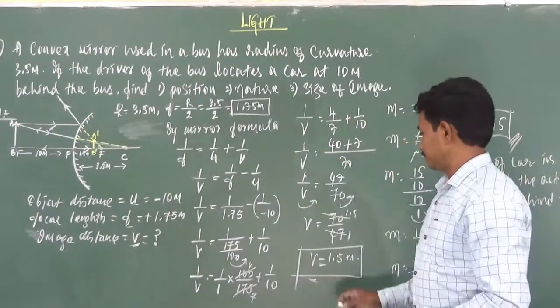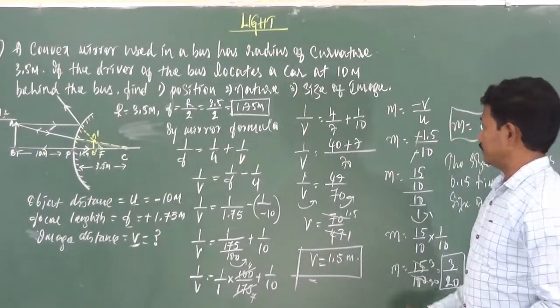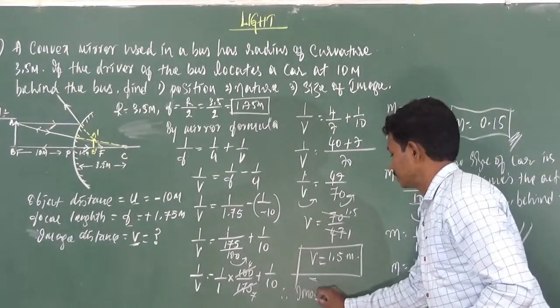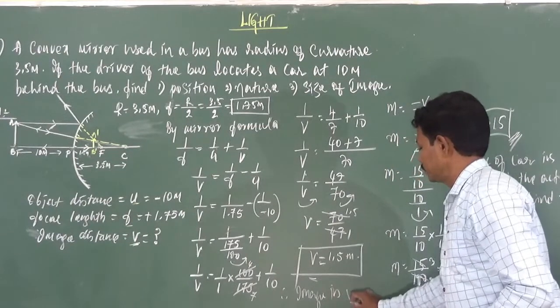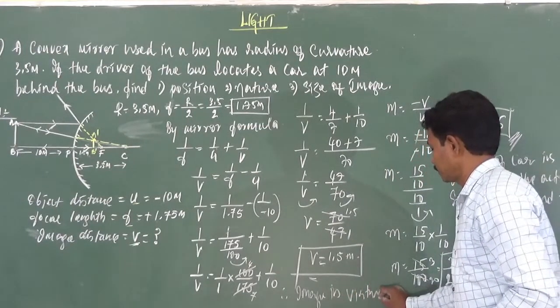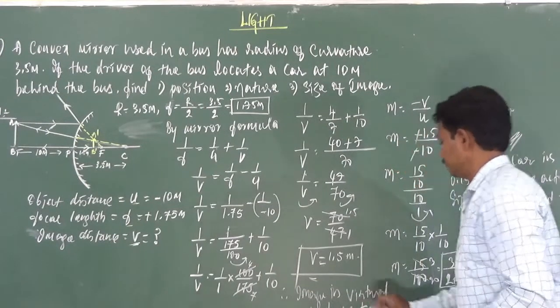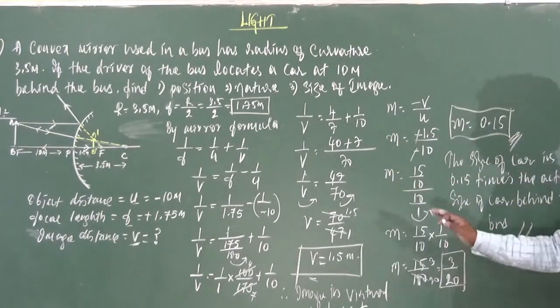Right? So here V is 1.5 meters, therefore the image is virtual and erect. Image is virtual and erect. Okay, very important.